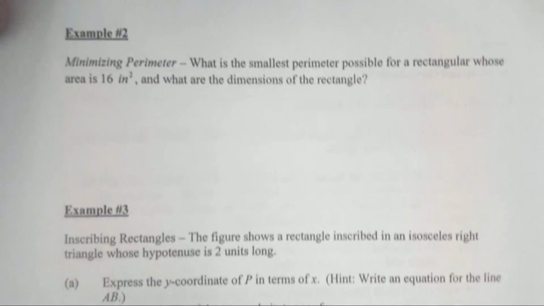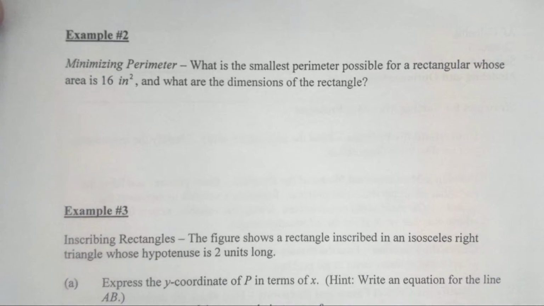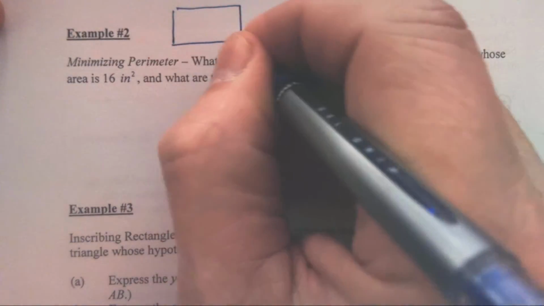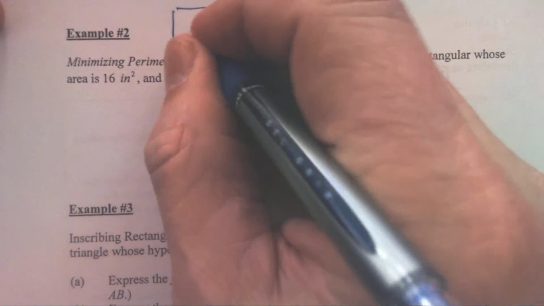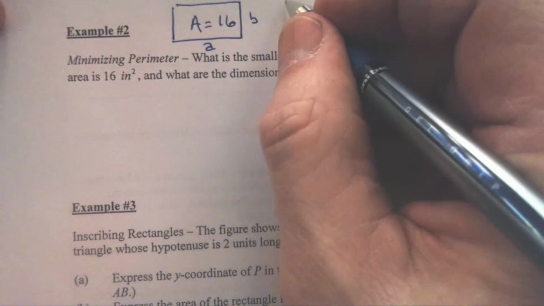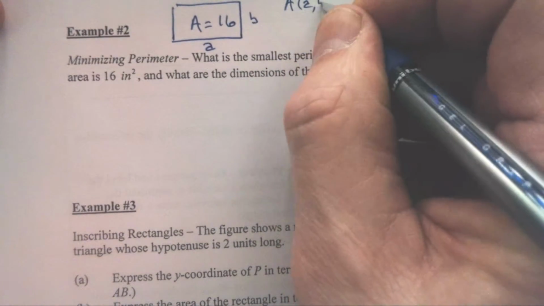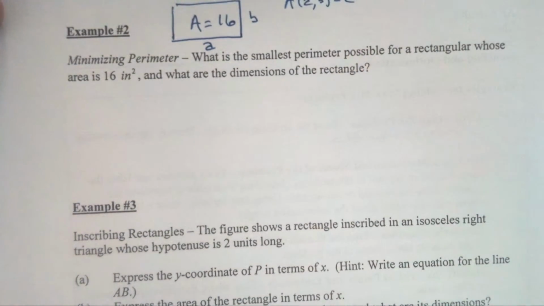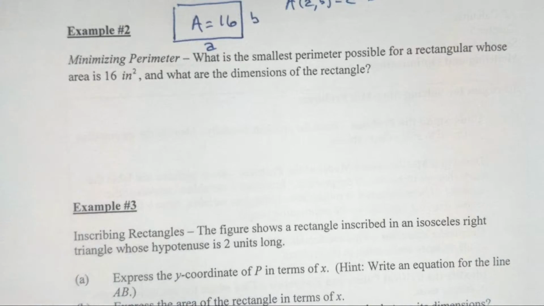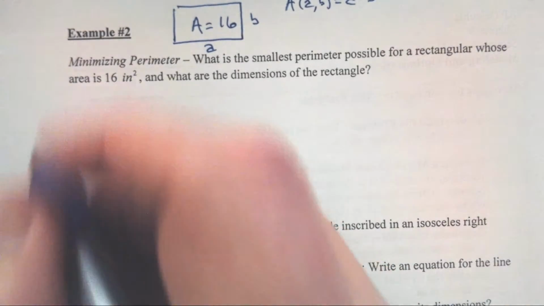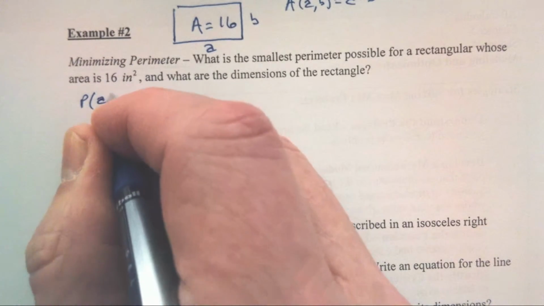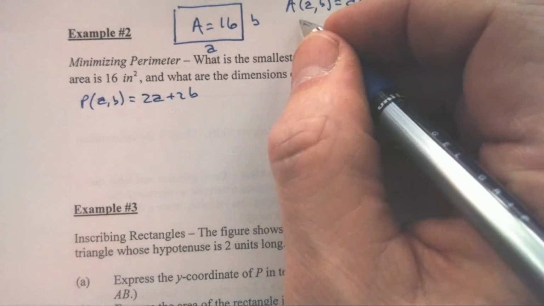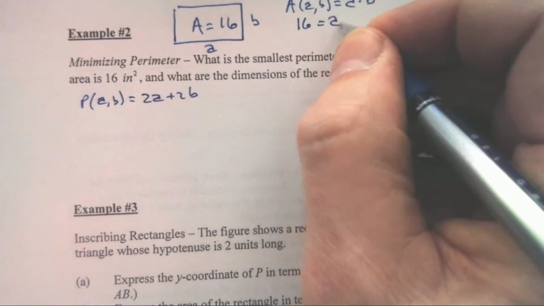Okay, minimizing perimeter. What is the smallest perimeter possible for a rectangle whose area is 16? So I'm just going to draw a picture of it up here. We have, say, A by B, and we know that area equals 16. That means that area based on A and B is A times B. So we've got that to work with, and we're interested in the perimeter. Our perimeter based on A, B would be 2 A's plus 2 B's, but back to here, I know that the area is fixed at 16 equals AB.